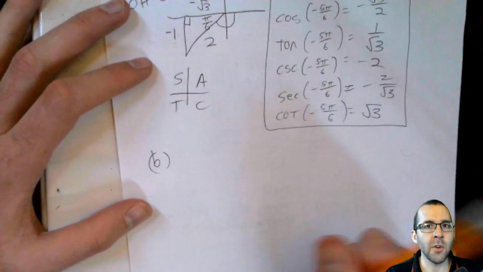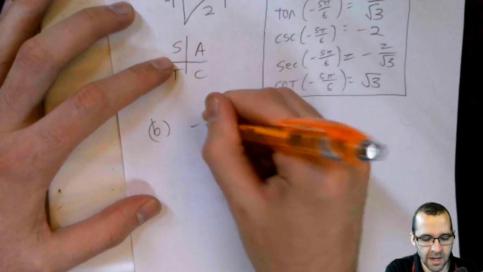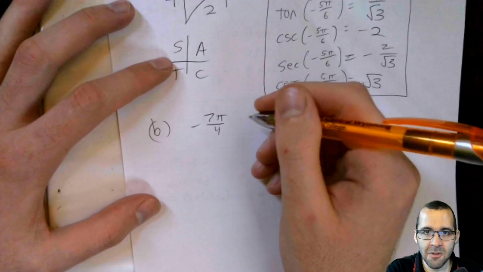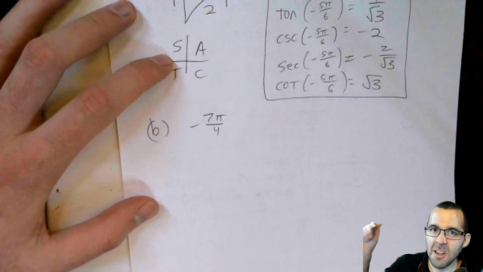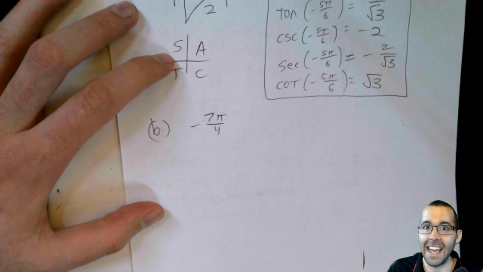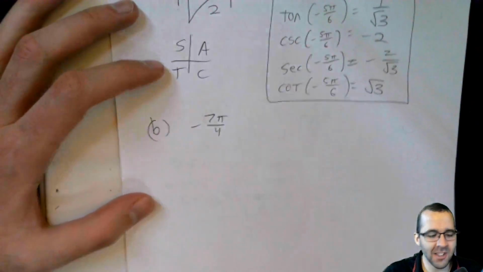All right. You ready to finish the video? Let's do part B. Negative 7 pi over 4. And if you're really feeling like you want more trig right now, don't worry, I've got you covered. You can look at the past videos and watch them again to just fill your evening with trigonometry, or your morning, whenever you're watching this.